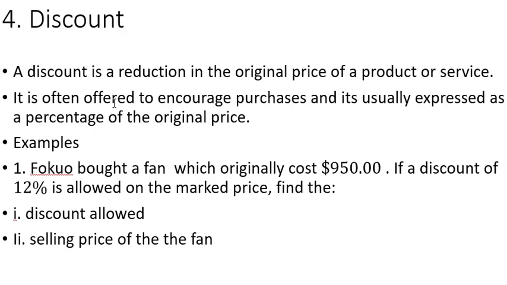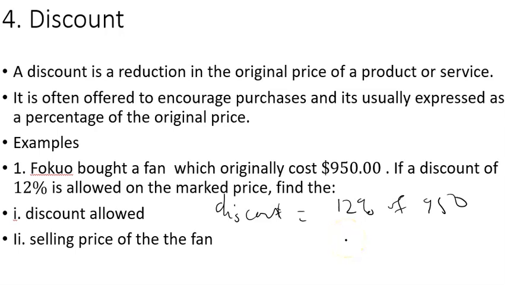So I even enjoyed some on the 3rd of December, I went to the mall and bought some items. I enjoyed that. So example, Foku bought a fan which originally cost 950 Ghana cedis. If a discount of 12% is allowed on the marked price, find A, the discount allowed on the item. So we have the discount is equal to 12% of 950 Ghana cedis.